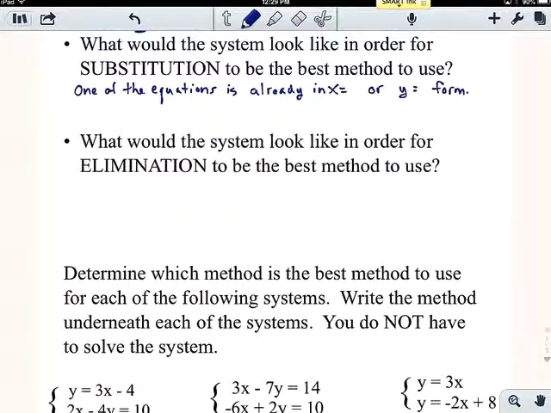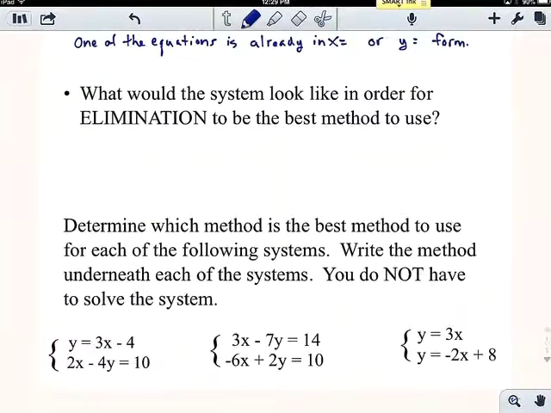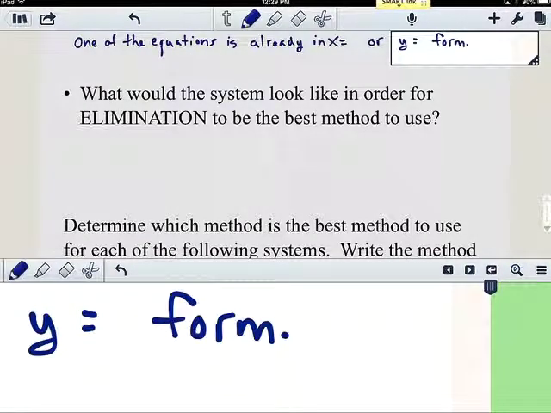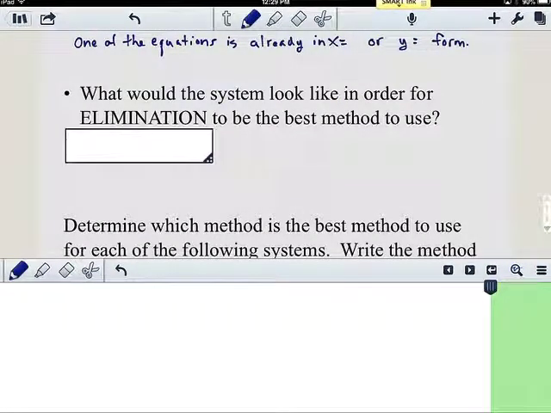Okay. So how about this last one? Elimination. When do we want to use elimination? So basically elimination is if we don't have either of those. We don't have an x equals, we don't have a y equals, and so what's left is what we call standard form. So let's write this out.